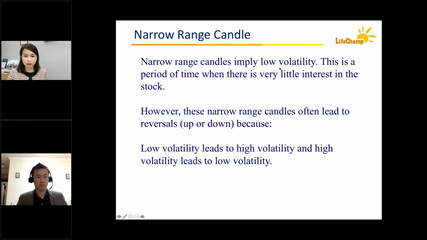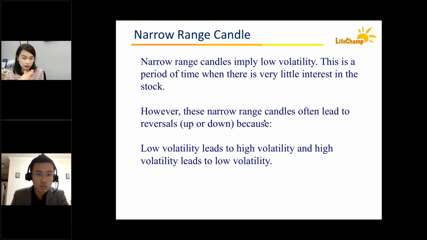So the narrow range candle implies low volatility. This is a period of time where there is very little interest. However, these narrow range candles often lead to reversal because low volatility leads to high volatility, and high volatility leads to low volatility. So sometimes you see that the price action is very low volatility. That means narrow candlesticks.